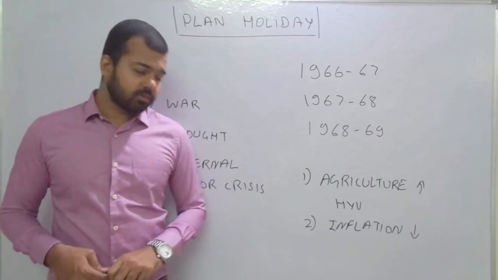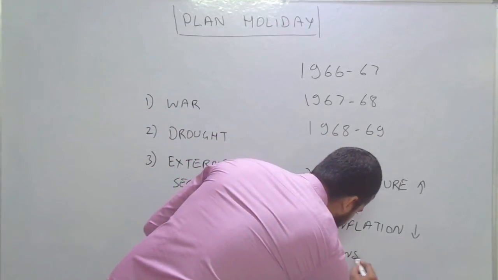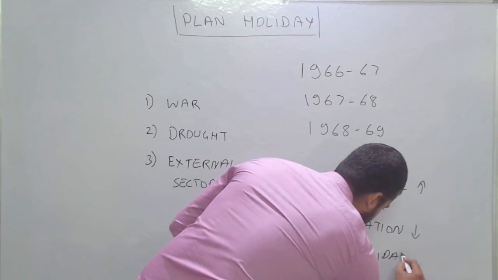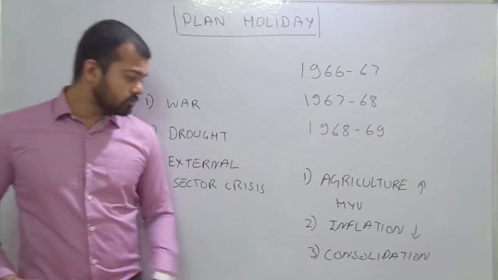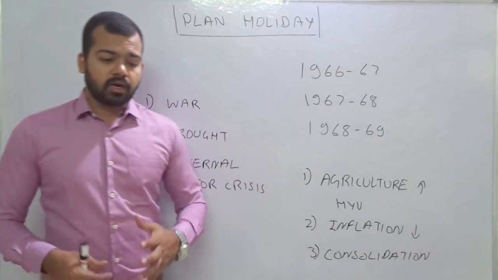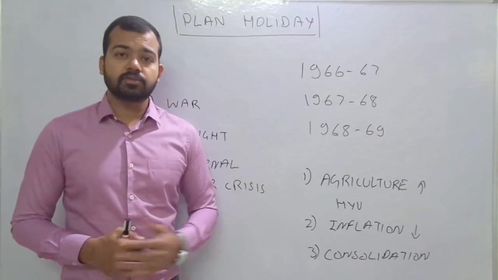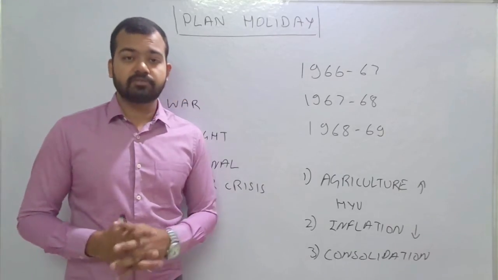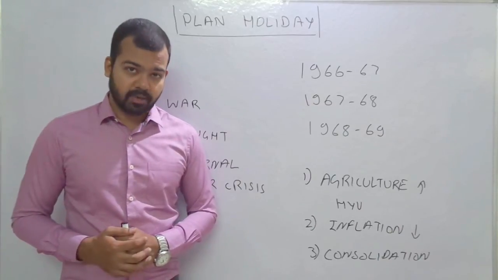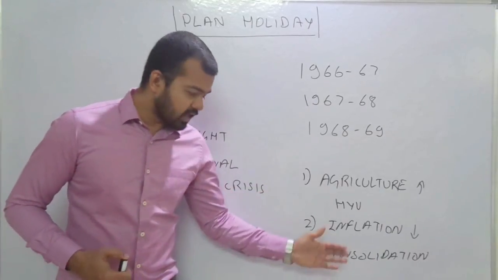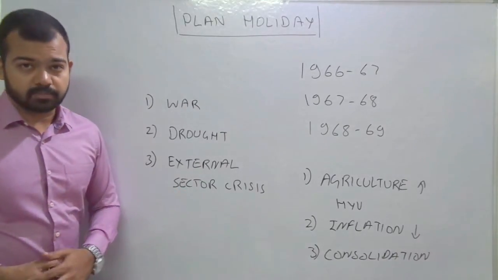Another, third factor was consolidation. Consolidation of the Indian economy was one of the major factors, because after the end of the third five-year plan we were suffering from a lack of resources. That is why consolidation was very important and vital in order to introduce the fourth five-year plan. So these were the major silver lines, and these were the major problems. That's why we discontinued the planning process.